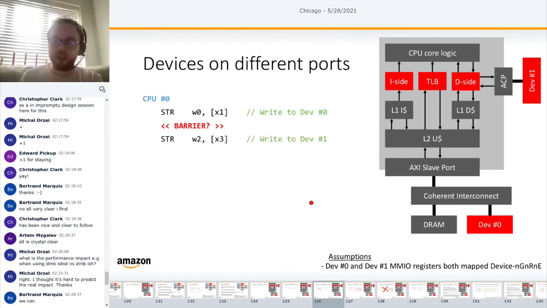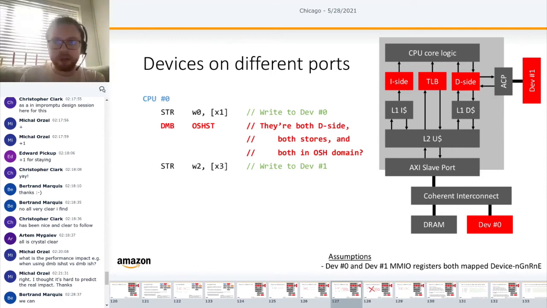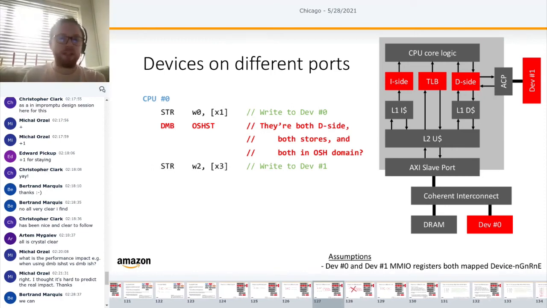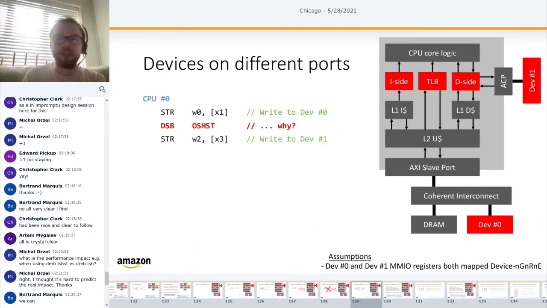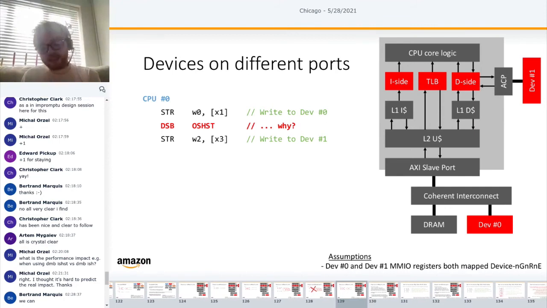Which barrier do I need then? Okay, well, maybe I just need a DMB, right? Because they're both D-side accesses, they're both stores, they're both in the outer shareable domain, but it's actually the same as before. We need a DSB here, right? So the reason I need a DSB, though, is slightly different.